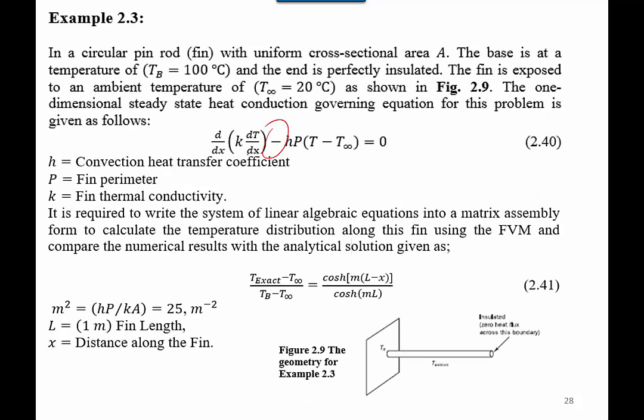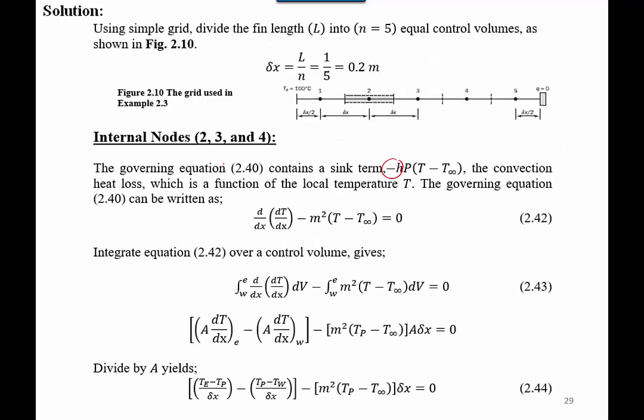So sink for the negative and source for the positive. That means in the solution, if the temperature decreases across the domain with the increase of x, this term has to be negative. Therefore we call it a sink term. If the temperature increases with the increasing direction of x, this term will be positive, and it will be a source. So since it's negative, we will call it a sink term.